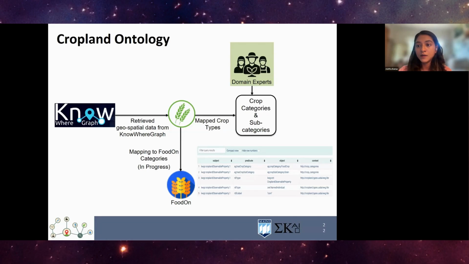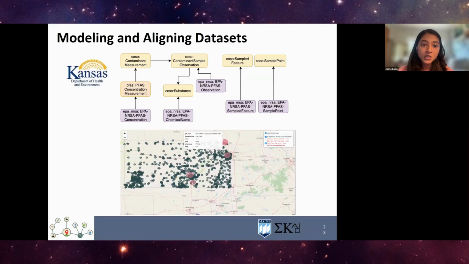Next slide, please. In our efforts to model different data and align these data sets within our graph, we have tried to work with another data set which comes from the Kansas Department of Health and Environment, KDHE. We have modeled and aligned their data set within our ontology. Here you see in purple are the data points that come from KDHE, and we have modeled them within our ontology.